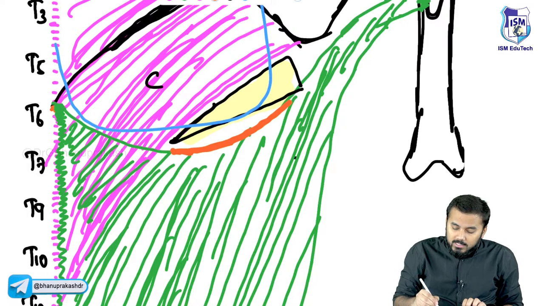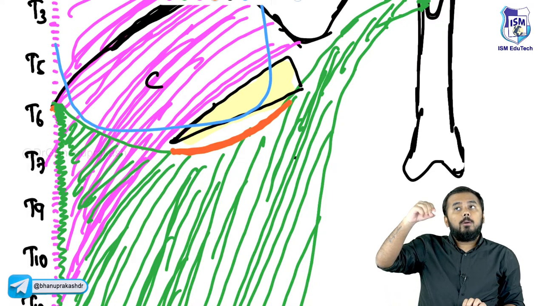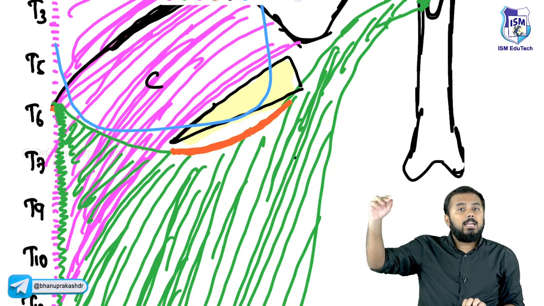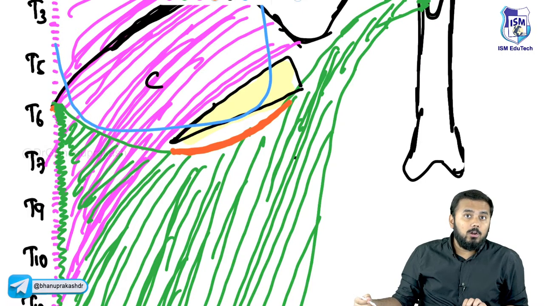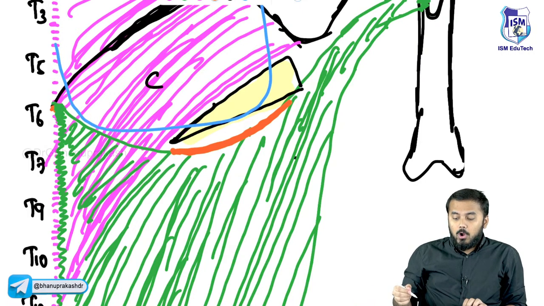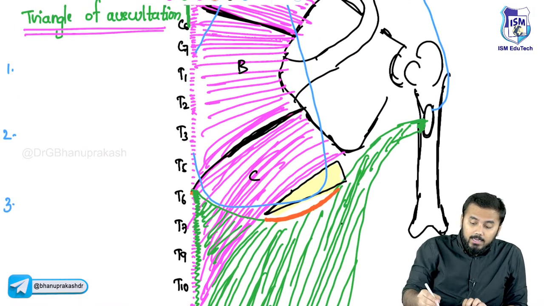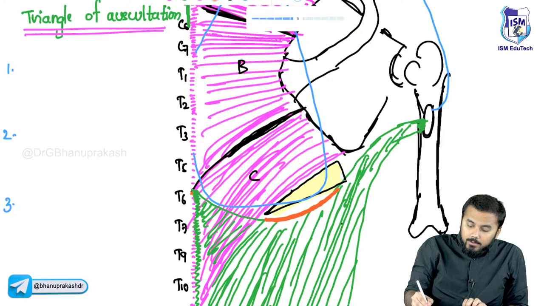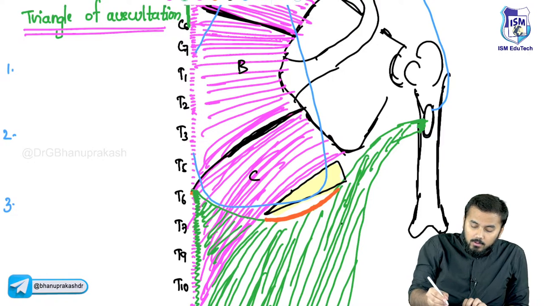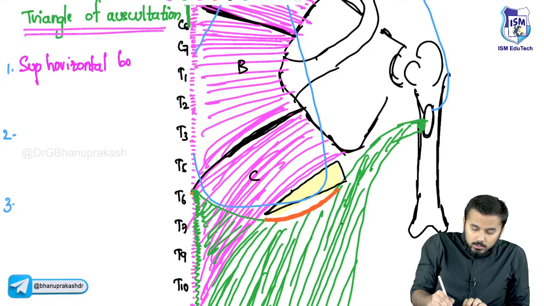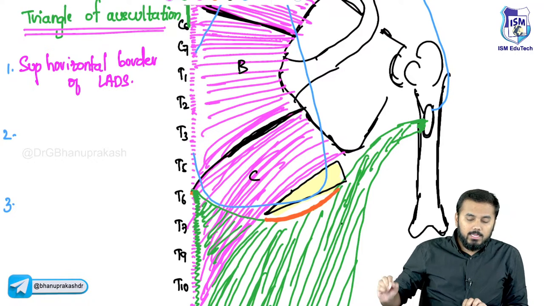Right, now all of you look here. This red line which I have drawn is the top surface of latissimus dorsi. Yes or no? Top surface, in anatomy, you should call it the superior border of latissimus dorsi. And is this border vertical or horizontal? It is horizontal. So what can I write here, guys? I can write that one border is the superior horizontal border of latissimus dorsi, simply called lats.